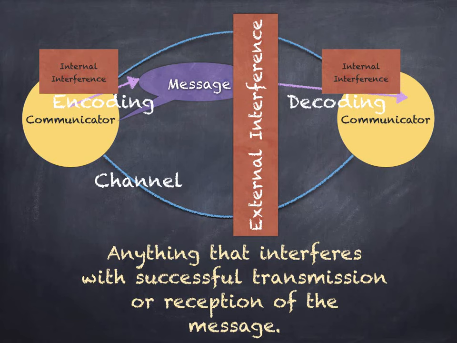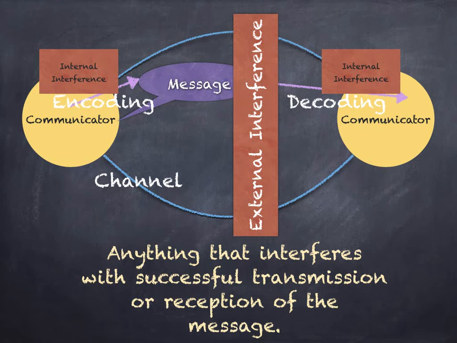Internal interference, on the other hand, is the things going on in your brain while you are trying to either encode or decode the message. If you've ever taken a foreign language class, early on when you're still learning the language, you're slow. You are trying to figure out, wait, what is the word in Spanish or French or German that means what I'm trying to say? That's part of internal interference.